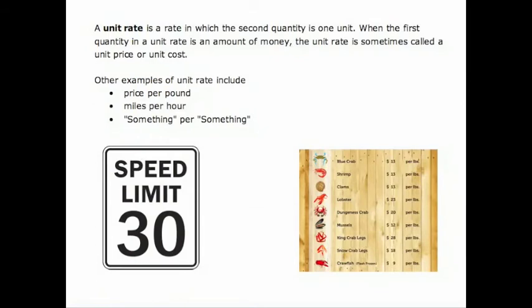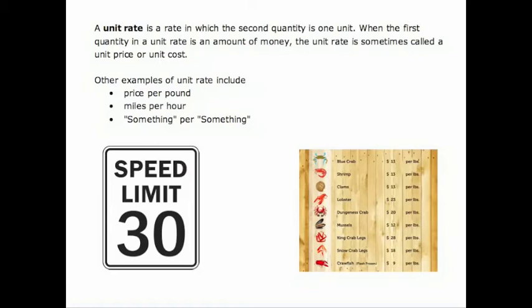Okay, so we talked about unit rate. Okay, definition: a unit rate is a rate in which the second quantity is 1 unit. When the first quantity is in a unit is an amount of money, the unit rate is sometimes called unit price or unit cost.